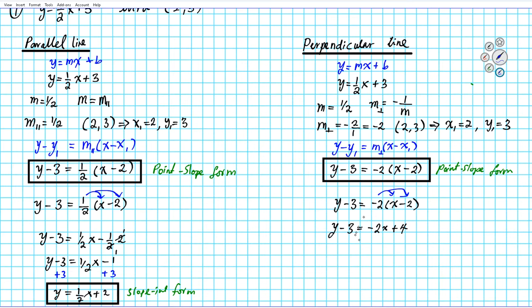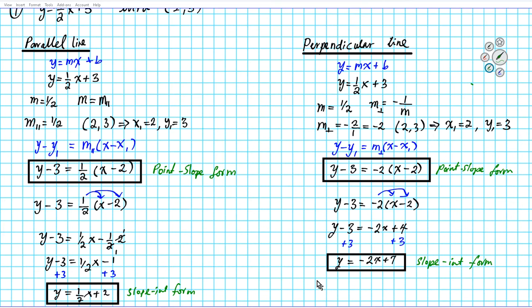To get y by itself, we simply add 3 to both sides of the equation. That gives us our solution: y is equal to negative 2x plus 7. That's the equation of the line perpendicular to the given line, in slope-intercept form.